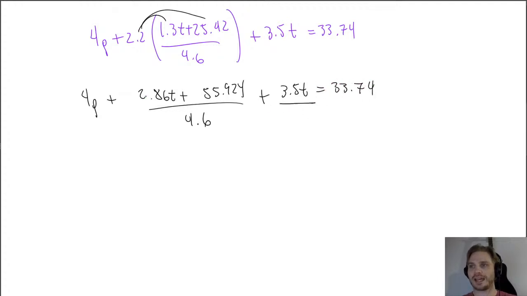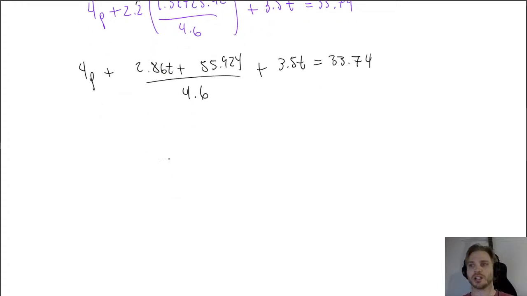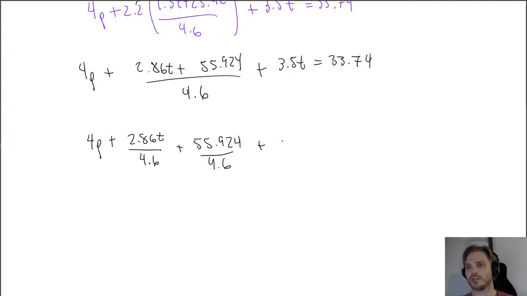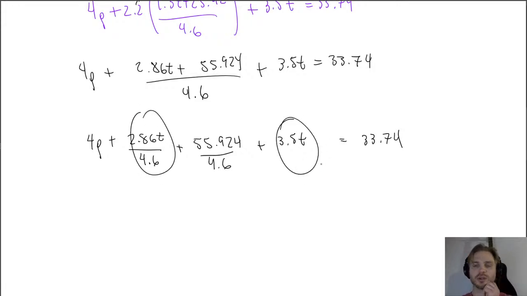Now I want to add this to this, but I can't do it yet because they don't have a common denominator. So let me break this apart. This is going to be 2.86t over 4.6 plus 55.924 over 4.6 plus 3.5t equals 33.74. So here you can see these numbers don't have the same denominator, so I can't add them yet.